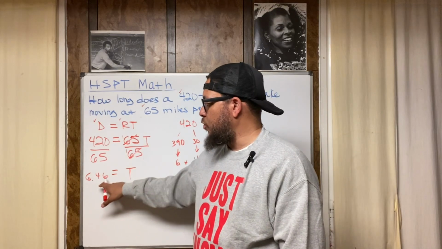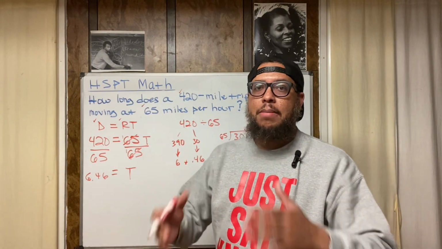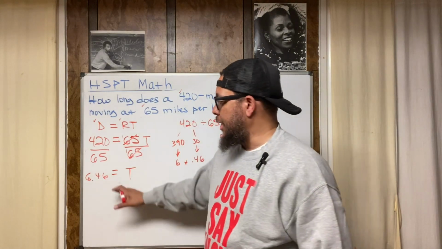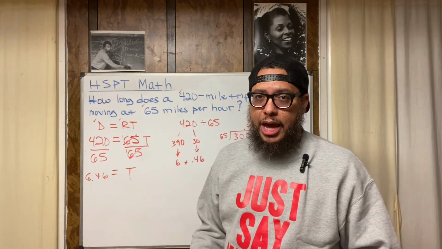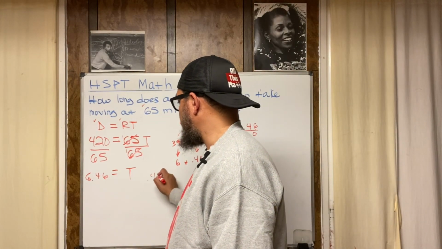We take this 0.46 and we multiply by 60. Why do we multiply by 60? Because there are 60 minutes in an hour. And that's going to give us the fraction of an hour that we had. So 0.46 times 60. I'm going to do it the old-fashioned way.